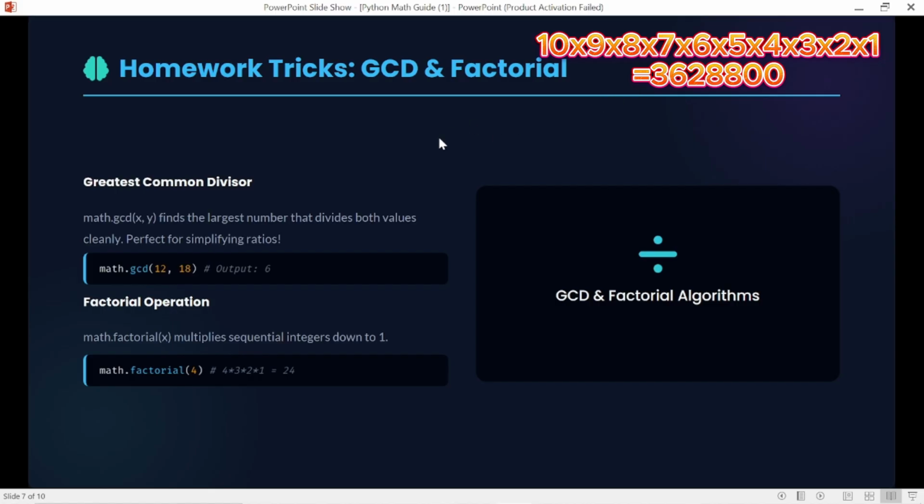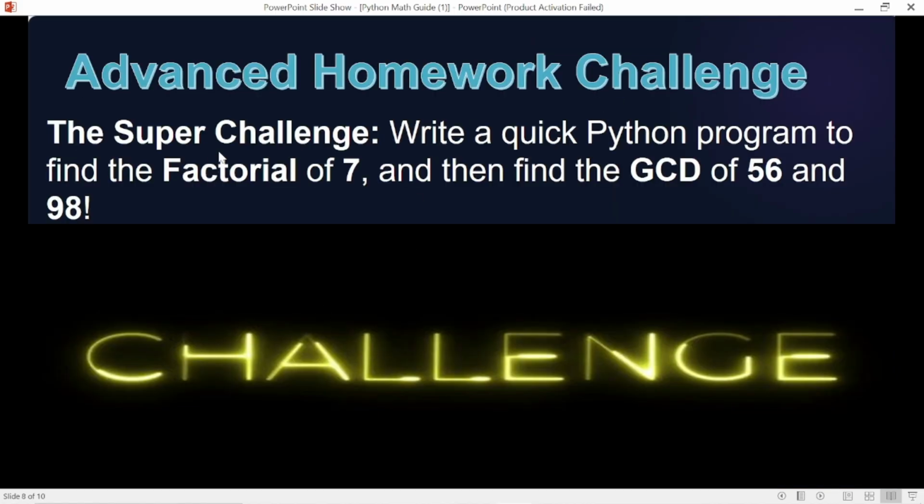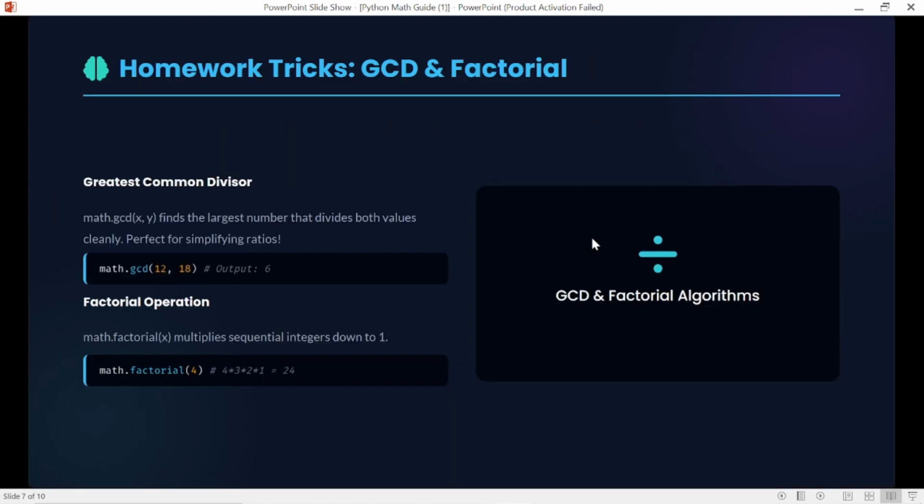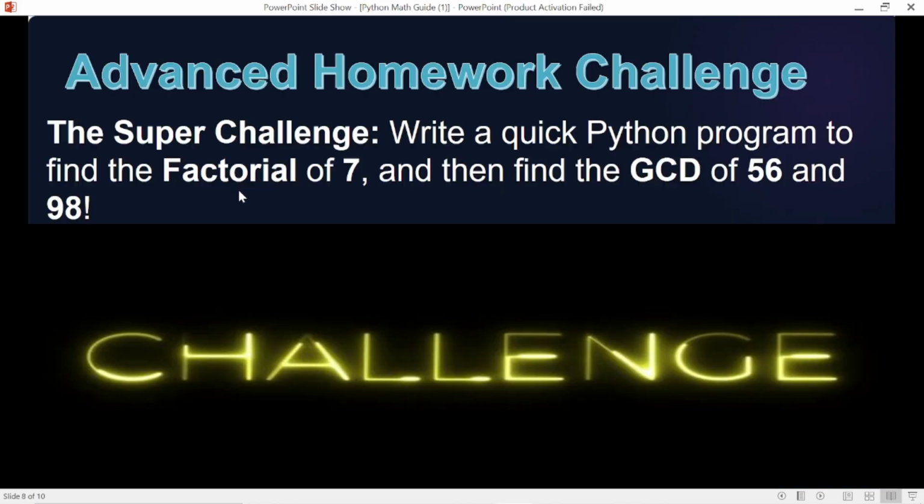Now let's go ahead. Here's your homework challenge. Write a quick Python program to find the factorial of 7, and then find the GCD, meaning the greatest common divisor, of 56 and 98. I know it looks a little bit tricky, but if you use Python programs, it will become very easy.